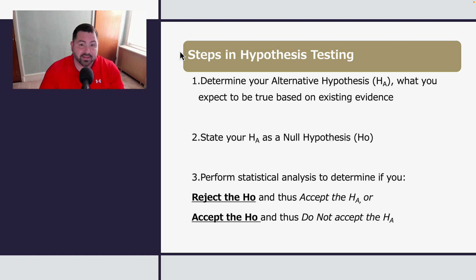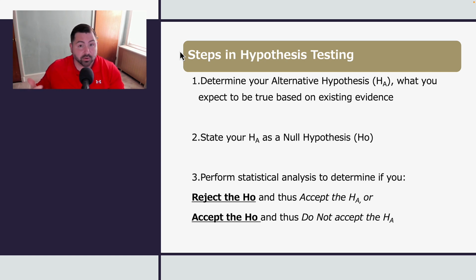So the next thing to think about is what's known as the steps, or the order of operations, so to speak, when we are performing a hypothesis test. The first thing you need to do is determine your alternate hypothesis, or what other people will call your substantive hypothesis, which is, what do you think this experiment is going to do to your dependent variable of interest?